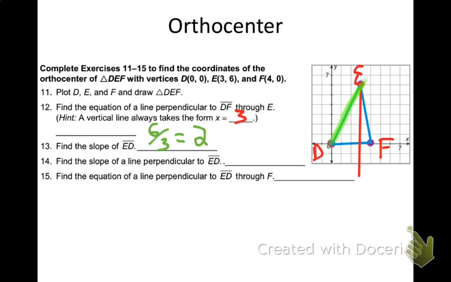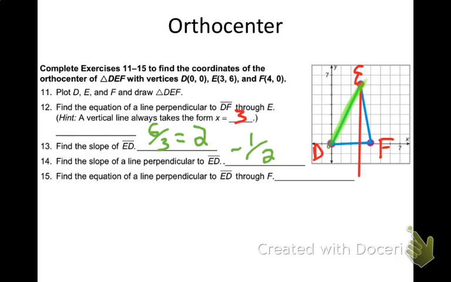Which means, what's my perpendicular slope going to be then, Emily? Negative reciprocals. Negative 1/2. Negative reciprocals. The slope was 6 over 3, which was really just 2, or 2 over 1. And then I flipped that.